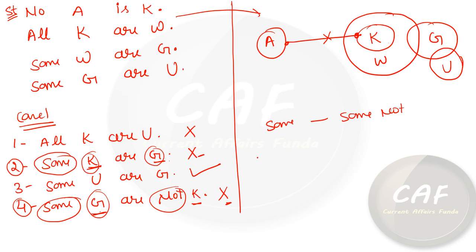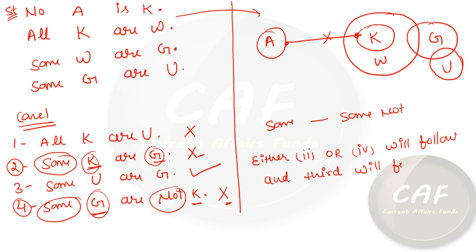So the answer will be in this format: either second or fourth will follow and third will follow. Fine. So we will write here only once will follow. Either second or fourth and third will follow. This is the correct answer for such kind of questions here. Fine. I think this thing is very clear to you.